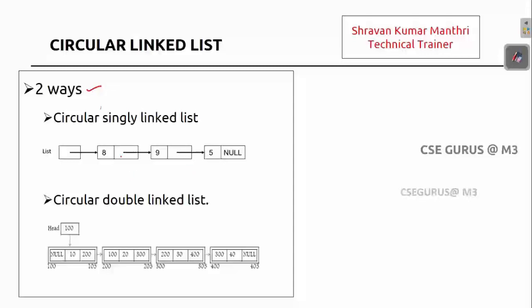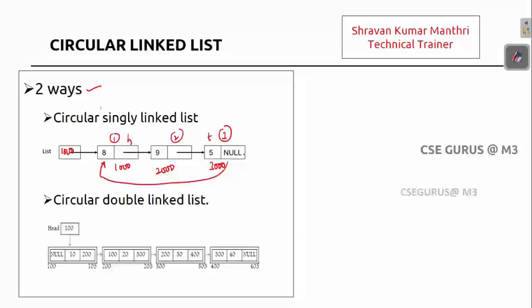For example, here you can see 8, 9, 5. So I need to connect this last node with the first node. This is the first node, this is the second node, this is the third node. The third node should be connected to the first node. How technically can we connect? Let us suppose this address is 1000, this is 2000, and this is 3000. Of course the head node is 1000, fine. But here you can see the next of the last node. This is a head node, and this is a tail node or last node.